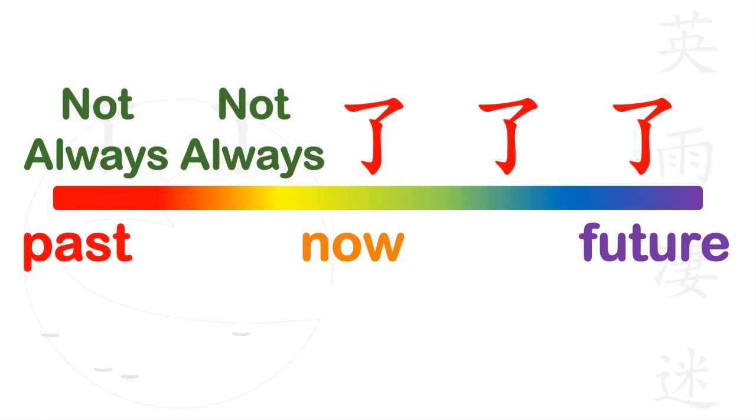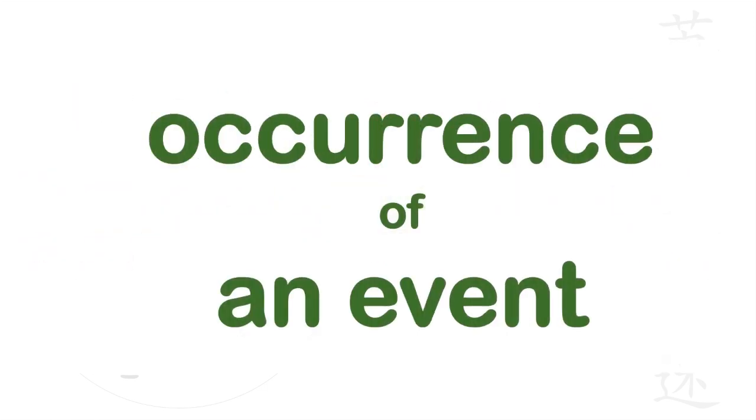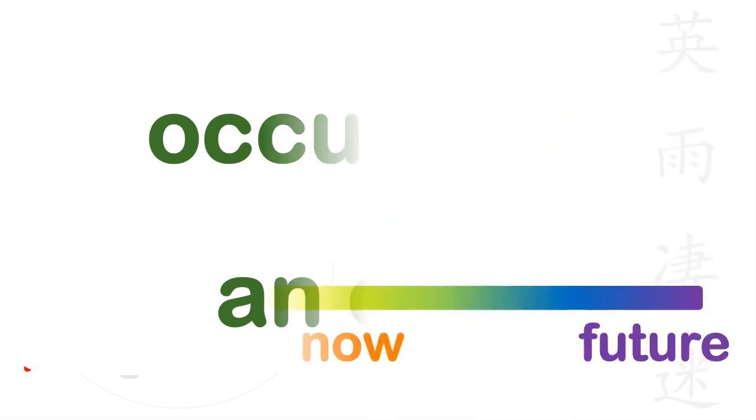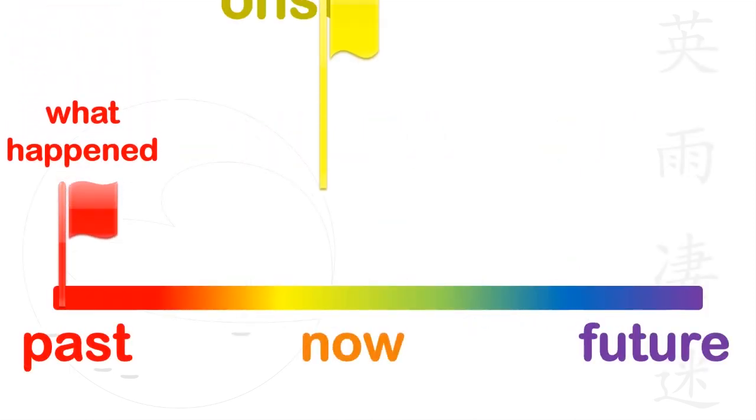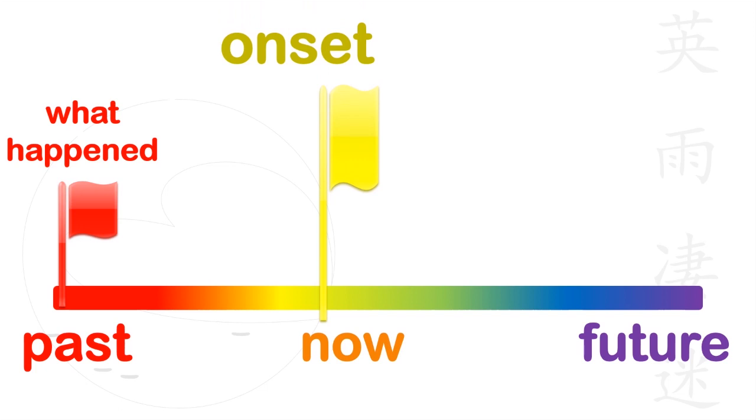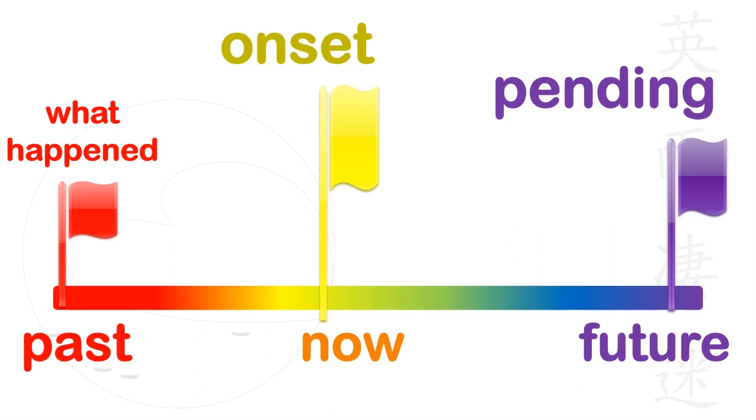So what does it do? Le essentially denotes the occurrence of an event. It can tell you what happened at one point in time in the past, or flag something that has just emerged at present time, or reference a point in time ahead of us so we can say that once we get to this point or past this point, what will happen. So when do we use which one?